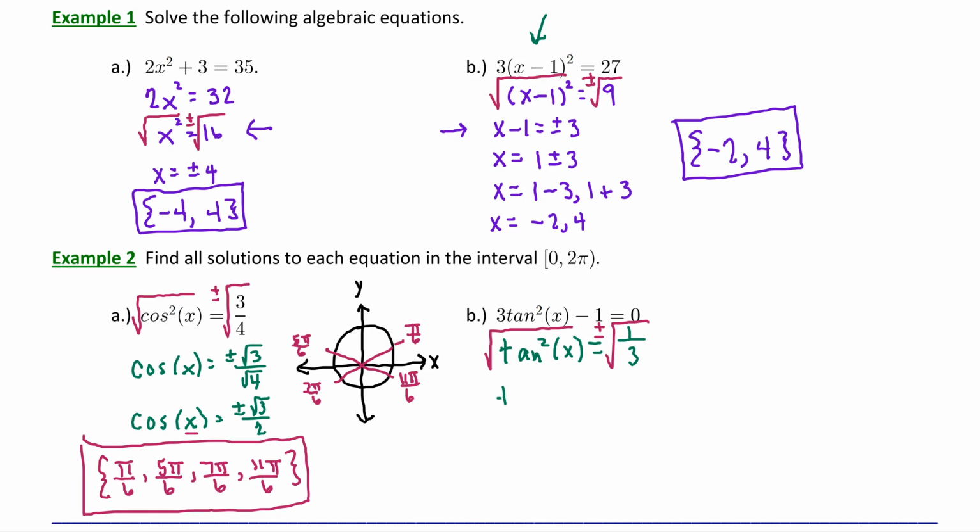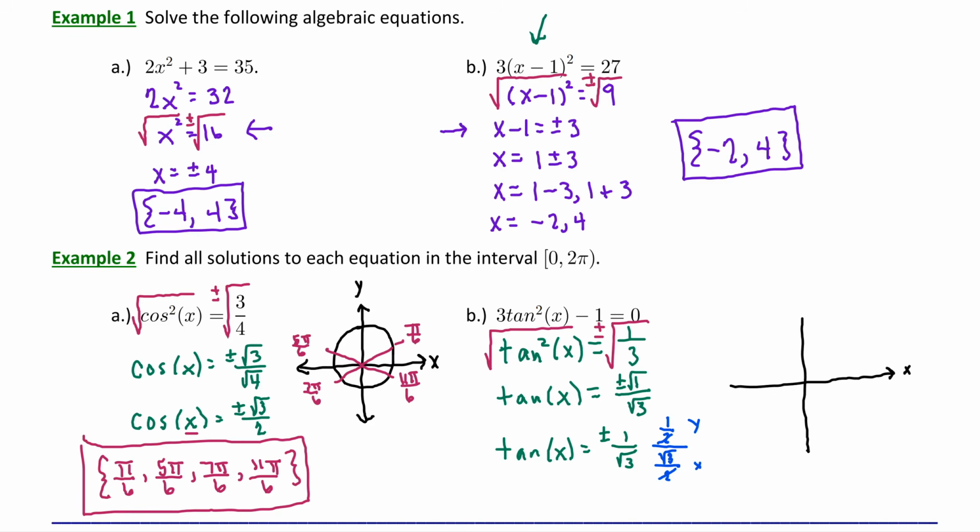The square root of tangent squared is tangent of x, and I'm going to distribute the radical to the top and the bottom of this fraction. So tangent of x is equal to plus or minus 1 over the square root of 3. Recalling all the way back from chapter 1 that tangent is the y-coordinate divided by the x-coordinate, I'm going to find all of the angles on the unit circle with a y-coordinate of 1/2 and an x-coordinate of square root of 3 over 2. Hopefully you recognize the reference angle there would be 30 degrees, or in radians, that's pi over 6. We're looking at positive or negative 1 over the square root of 3.